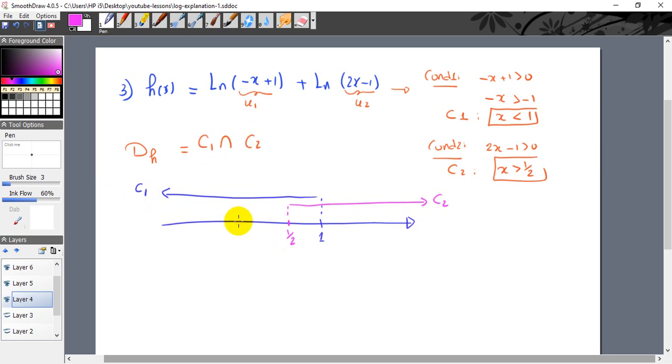We are looking for the intersection. The intersection lies here between half and 1 in this region. Then, as you will observe, the condition C1 intersection C2 is the interval (half, 1). So as a result, the domain of definition of the function h is a value between half and 1. Okay? Now let us go to the last part, which is part 4.